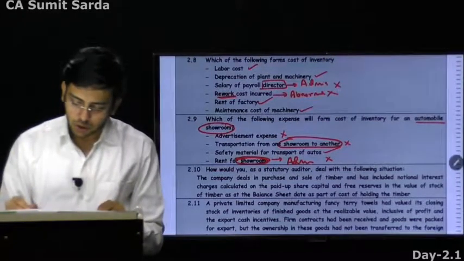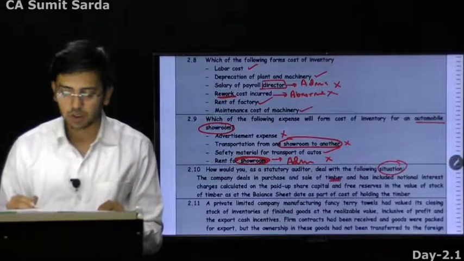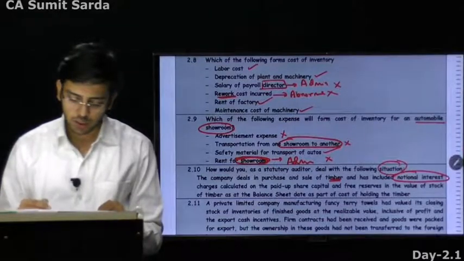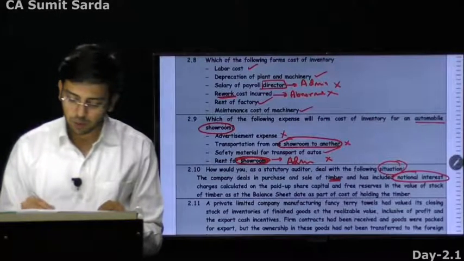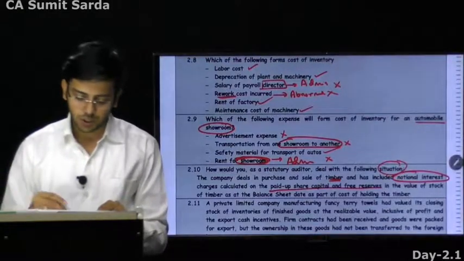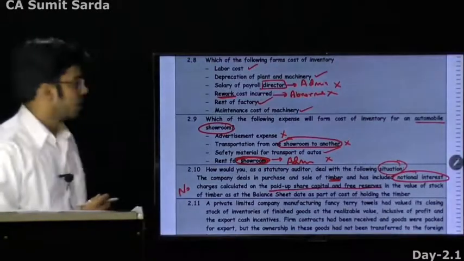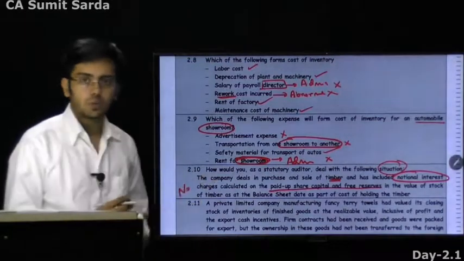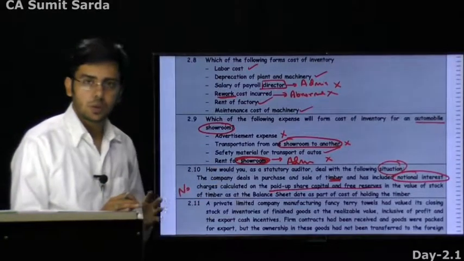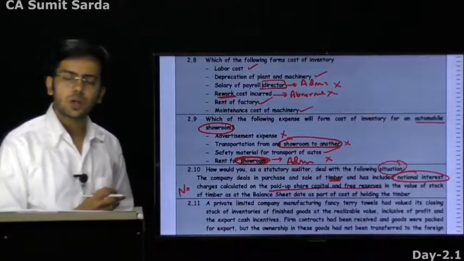As a statutory auditor, deal with the following situation. Company deals in purchase and sale of timber and has included notional interest. Notional interest charges are calculated on paid up share capital and free reserves. So can this be included? No, it cannot be included. So what are we going to write over here? In exam we'll write that as per AS2, interest cost cannot be included as a part of inventory.